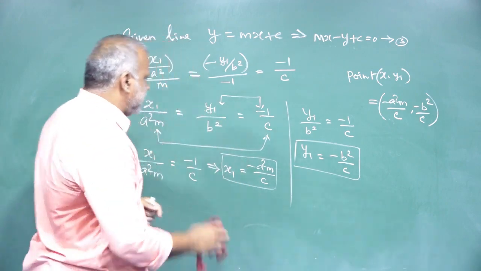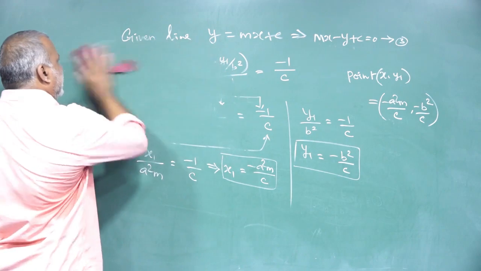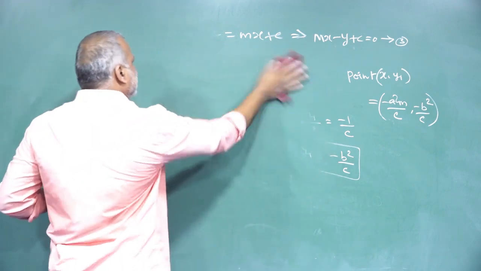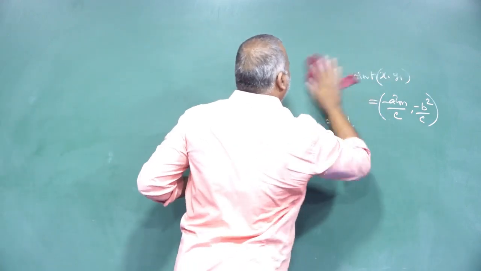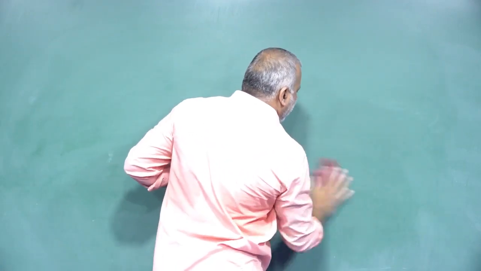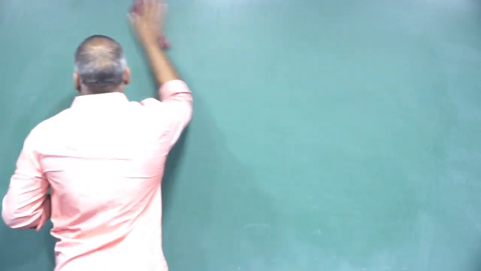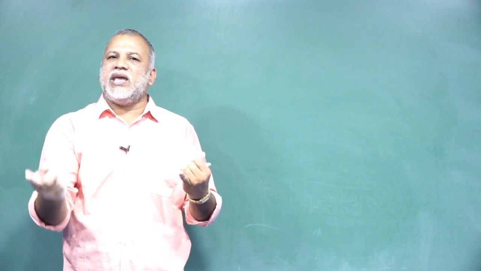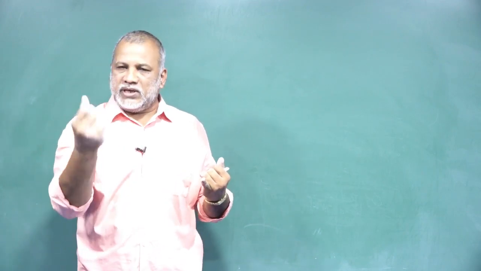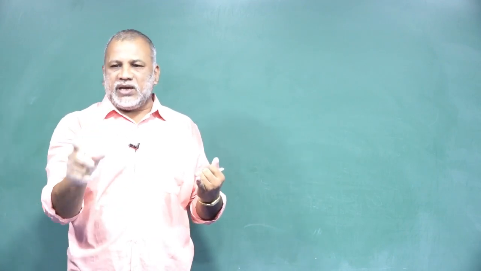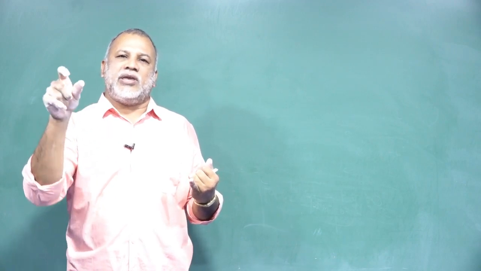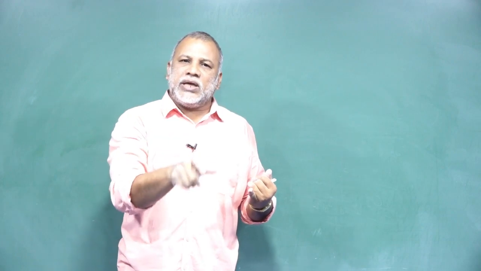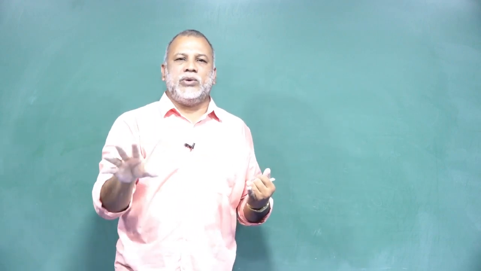Now listen. What is the next derivation? So far we worked out three concepts. The same concept: the condition for the line y equal to mx plus c to be a tangent to the parabola. That is the first derivation. From that we can conclude y equal to mx plus a by m is also the equation of the tangent, where m is the slope. Then we are able to find out the point of contact x1 comma y1.